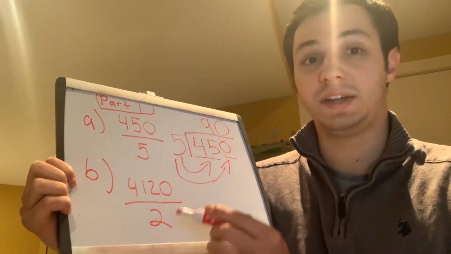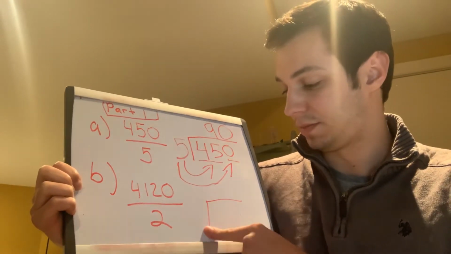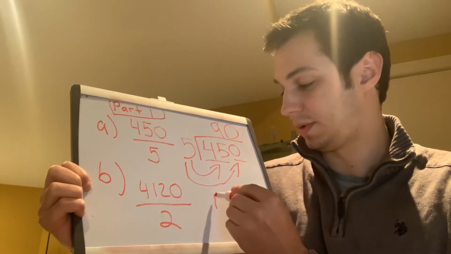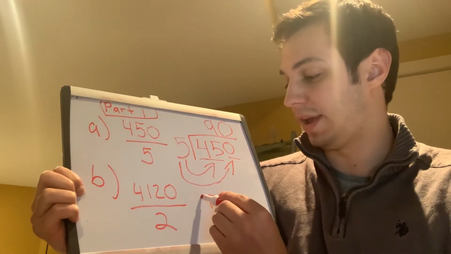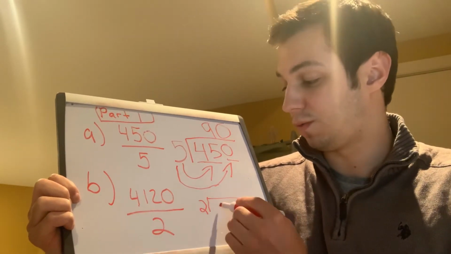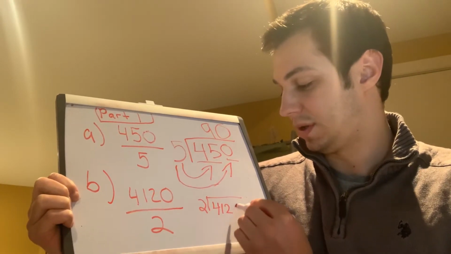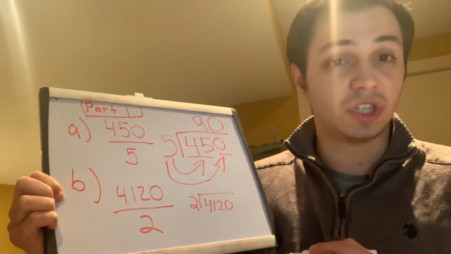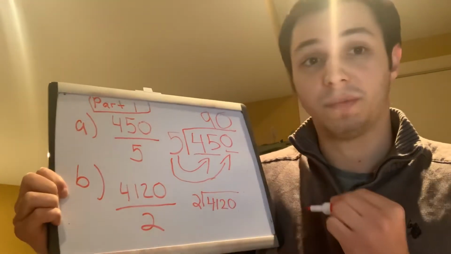4,120 divided by 2. So I'm going to want to write my division sign. Try to write this a little higher up. And then my 2, or my bottom number, will go in front of the division sign. And then the top number will go right underneath the division sign. So I'm going to write my 4,120.